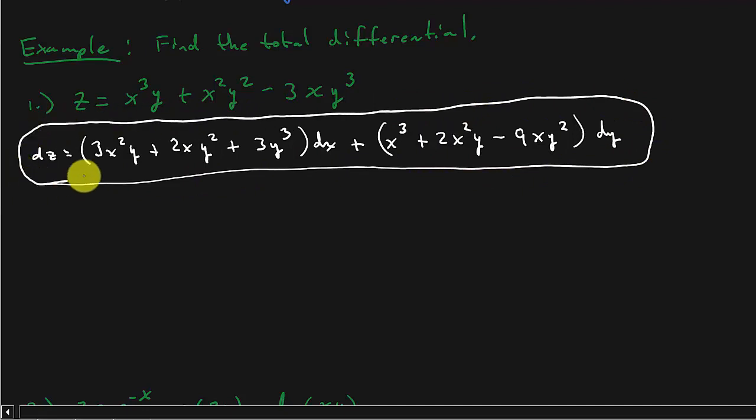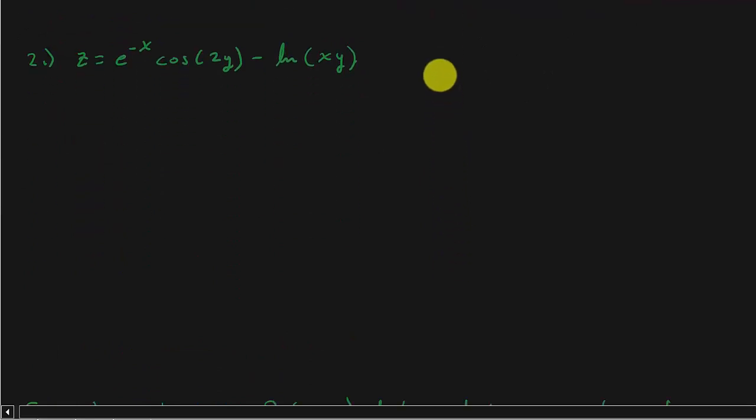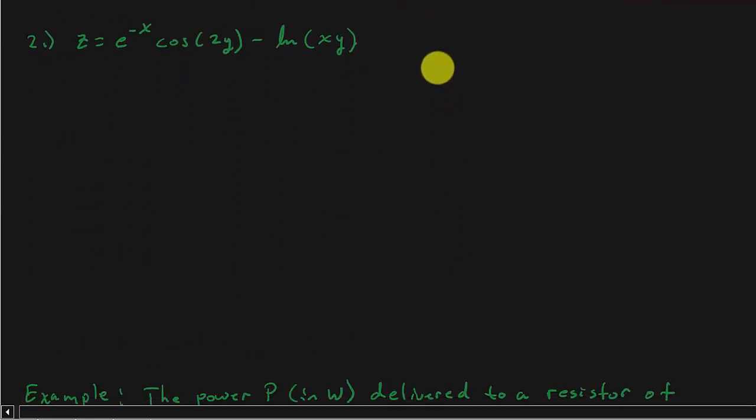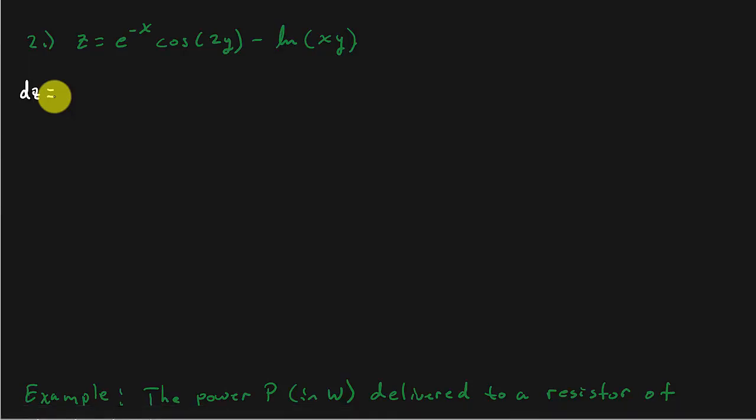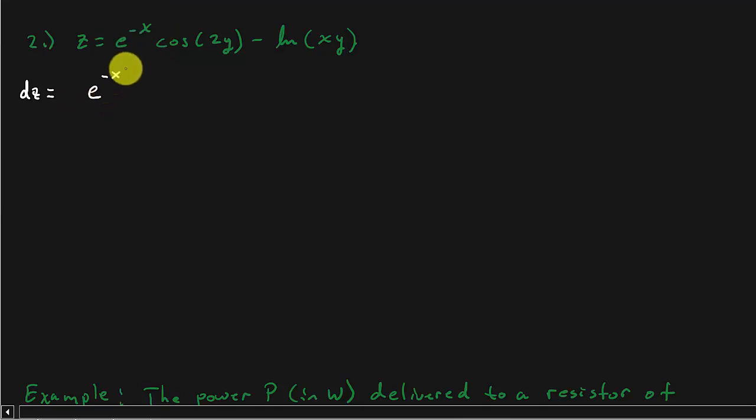All right, let's look at another one. The good thing about all of this is we're getting more practice on finding partial derivatives. We have dz equals, so let's take the partial with respect to x. See this cosine 2y? That's a number. We treat the whole thing, cosine 2y, as a constant. So we take the derivative of this. That's e to the negative x times the derivative of the exponent. What's the derivative of negative x? Negative 1. And then we've got times cosine 2y.